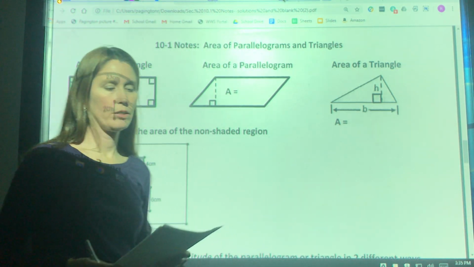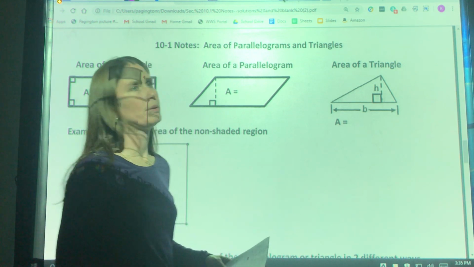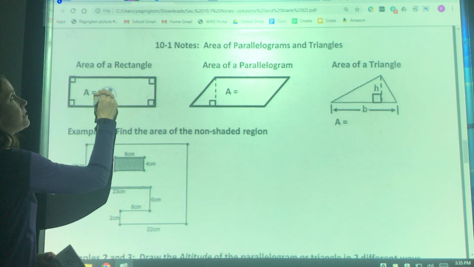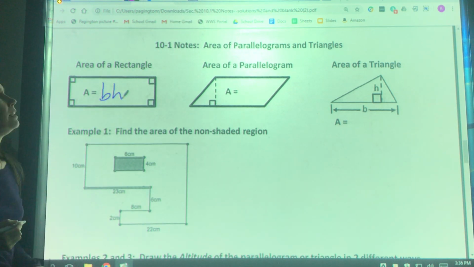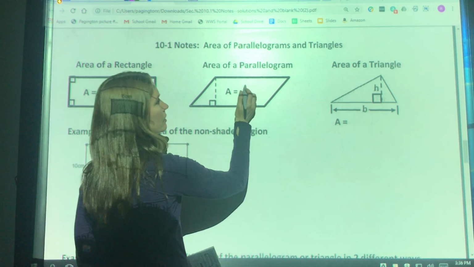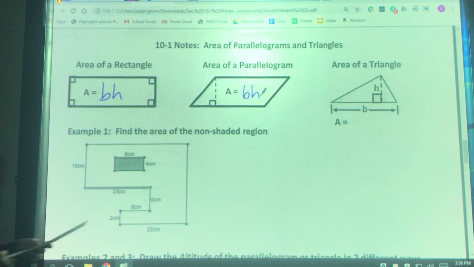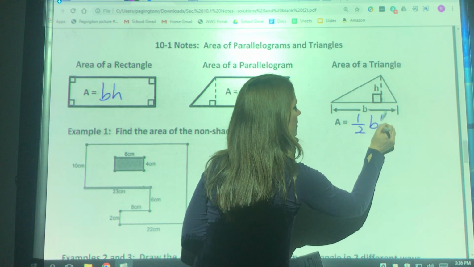Okay, today we're going to go over section 10.1, area of parallelograms and triangles. So here we go. Area of a rectangle is area equals base times height. For the area of a parallelogram, it is also area equals base times height. And for area of a triangle, we've got area equals 1/2 base times height.